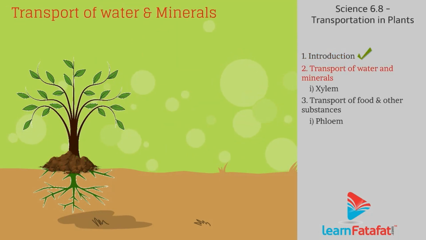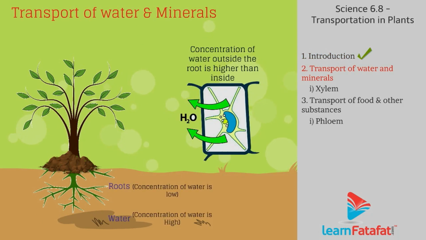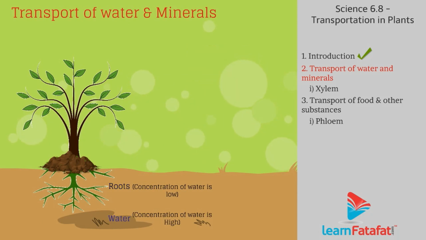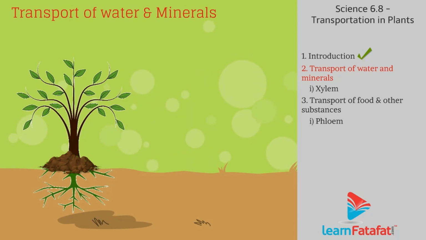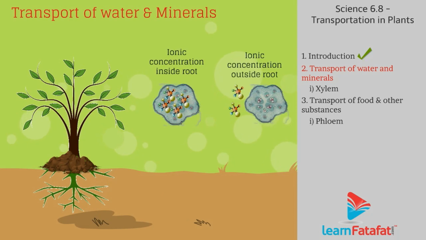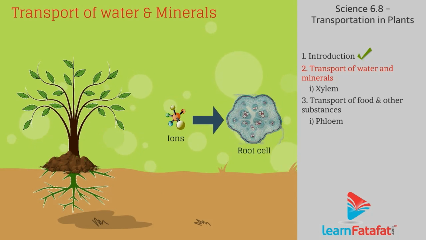Transport of water and minerals. The concentration of water outside the roots is higher than inside. Hence, water is diffused into the root cells. This process is called osmosis. Compared to this, the ionic concentration inside the roots is higher than outside. Hence, to absorb ions from lower concentration to higher concentration, root cells require energy.